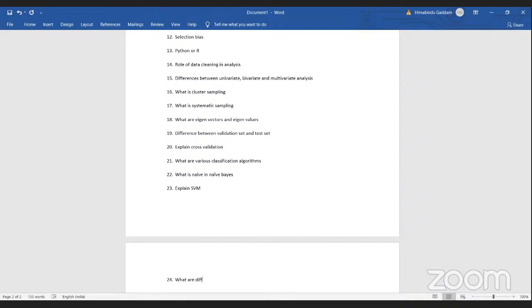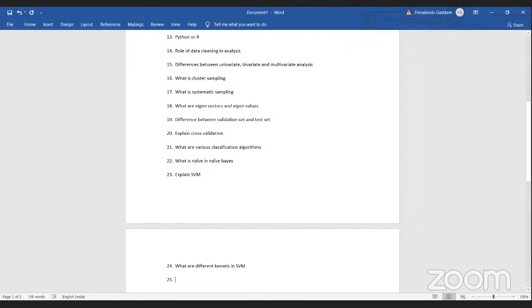What are different kernels in SVM? The different kernels in SVM are linear kernel, polynomial kernel, radial basis kernel, and sigmoid kernel.